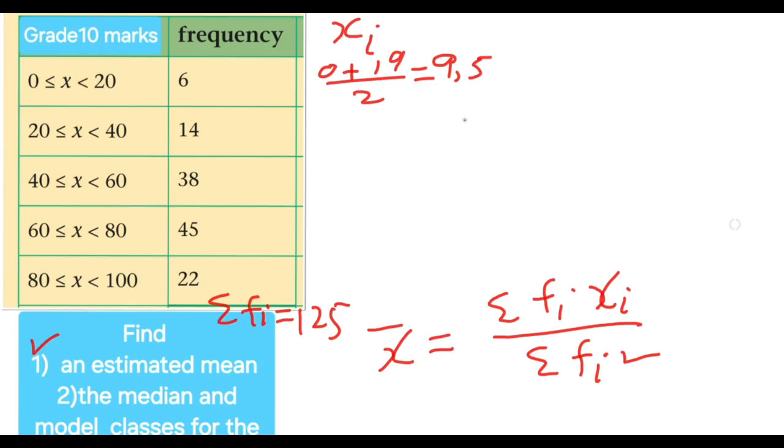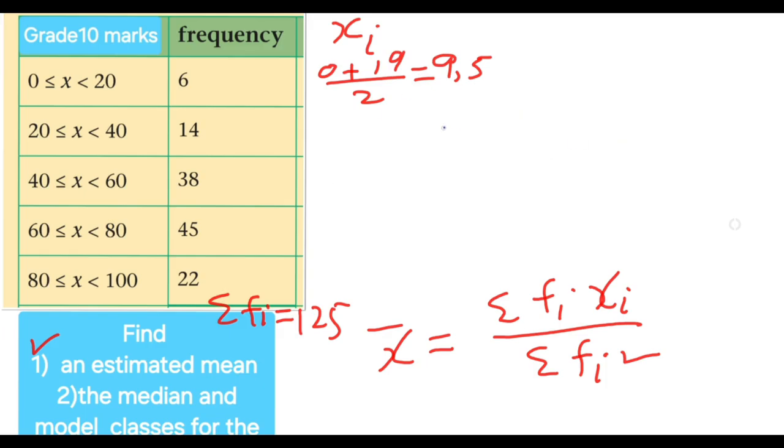For instance, we have 0 and 20. That means 0 is included, 20 is not included because it's not underlined. So x is less than 20. So the whole number less than 20 is going to be 19. That's why I say 0 plus 19 divided by 2.